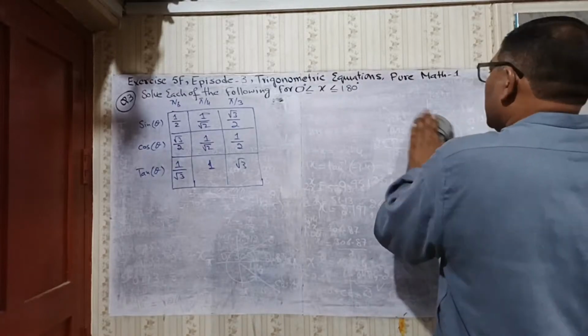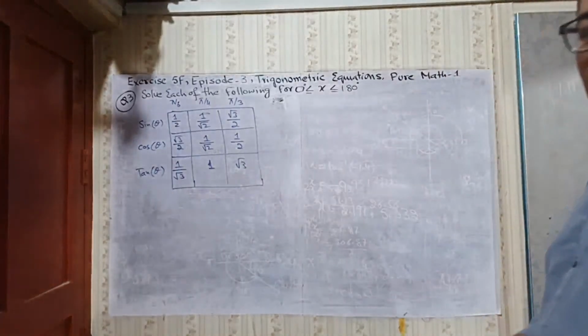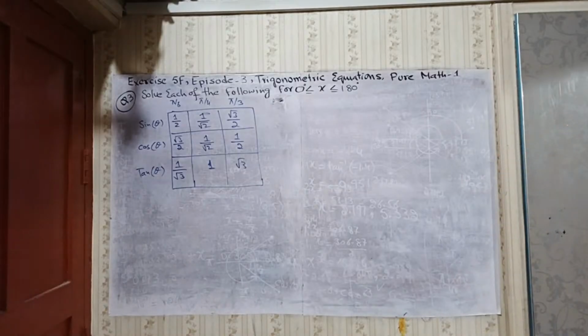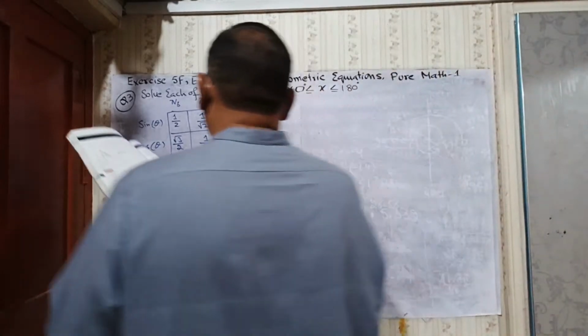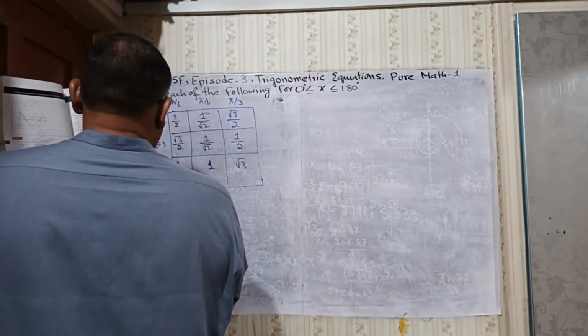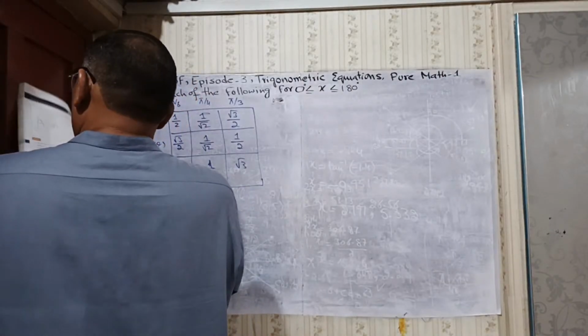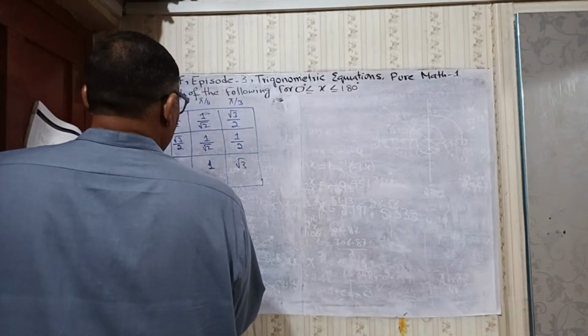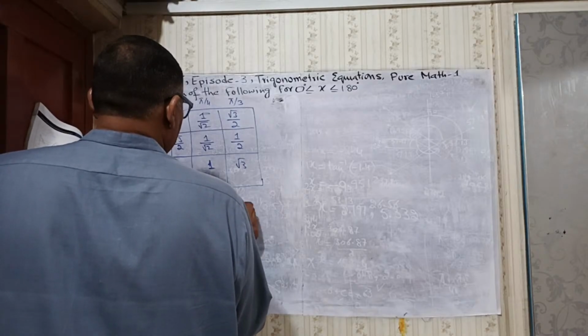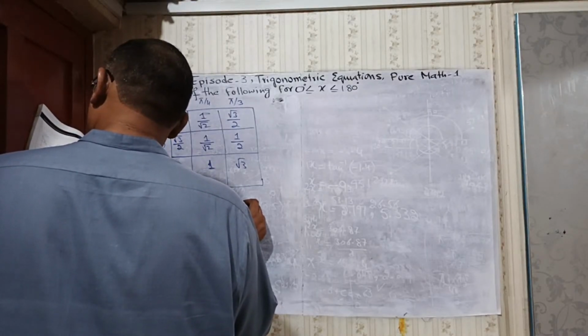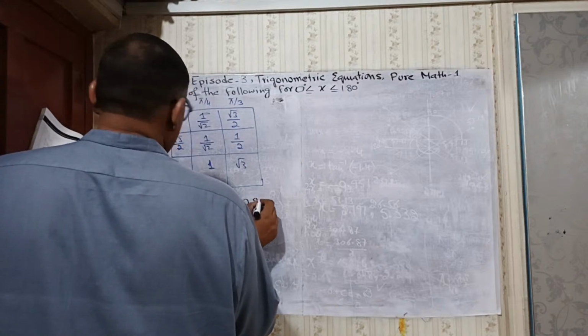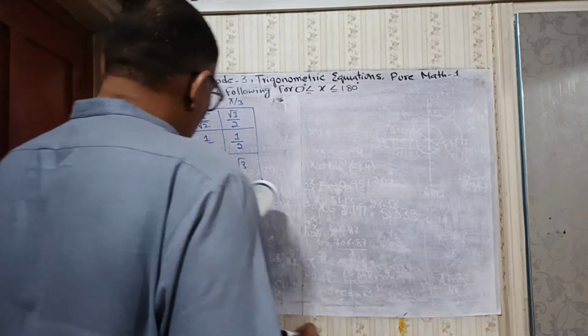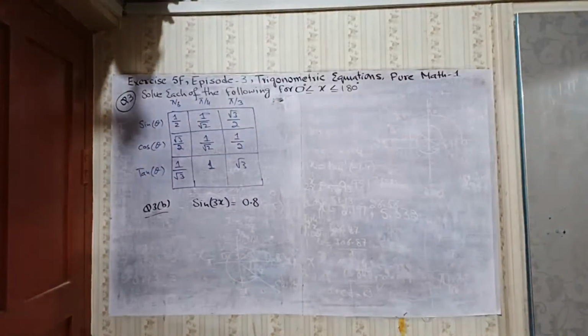Now we will do the next part, question number 3, B part. Here it says sine 3x is equal to 0.8. Okay, sine 3x is equal to 0.8. No problem.